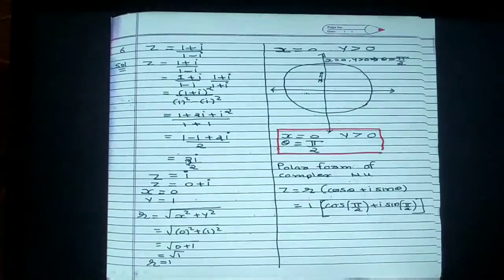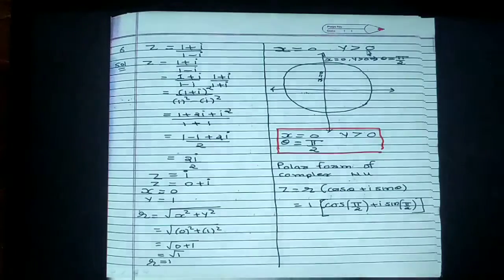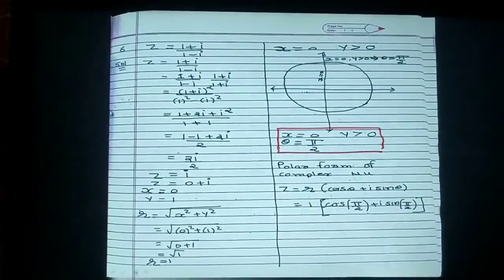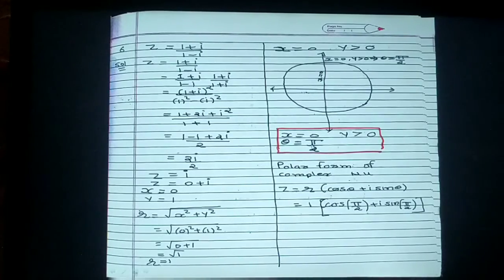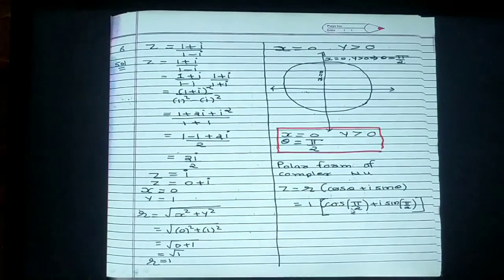Now to find theta, the condition is x equal to 0 and y greater than 0. So it is on the y axis and y greater than 0, so it is the positive direction of the y axis. So the formula is theta is equal to pi by 2. So when x equal to 0 and y greater than 0, we directly take theta is equal to pi by 2. Put the value. Polar form of a complex number, z is equal to r cos theta plus i sin theta. r is 1, theta is pi by 2. So cos pi by 2 plus i sin pi by 2.